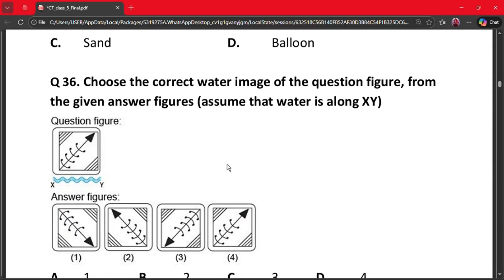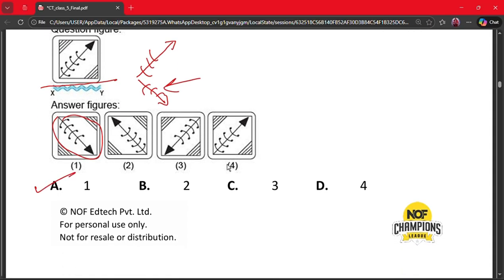Our next question is question number 36. Choose the correct water image of the question figure from the given answer figures. Assume that water is along XY, which is this direction. So this is going like this. So in the water image, it will go something like this. So here we can see only this one is matching our figure. So the correct answer is option A, because when the water is here, it will replicate like this. So option A is the correct answer.